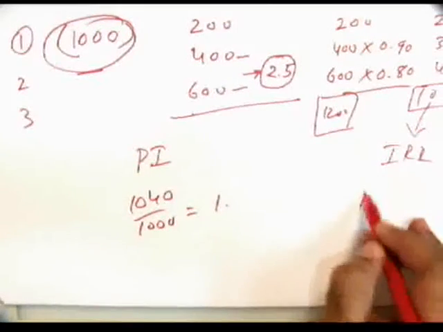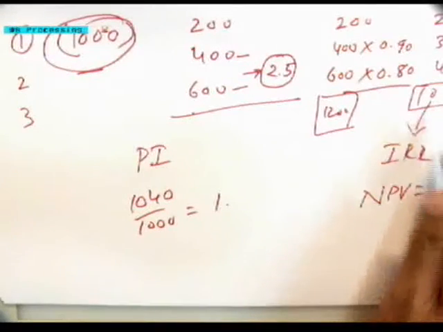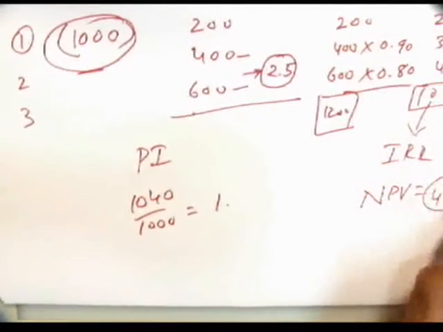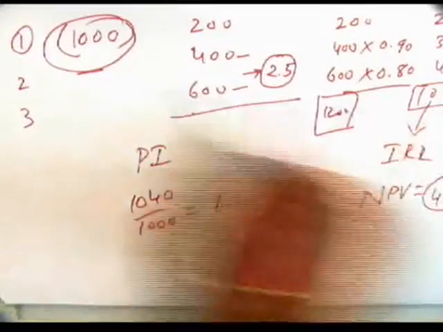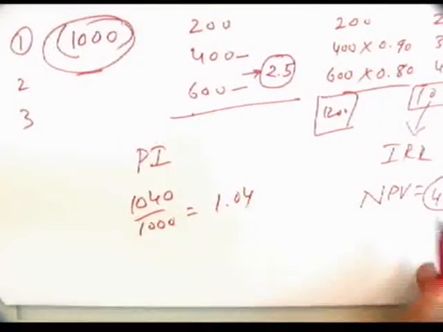So this is a form of NPV only. NPV is an absolute amount. Here 40 rupees is the net present value, 1040 minus 1000. Here it is 1.04. So they are related.